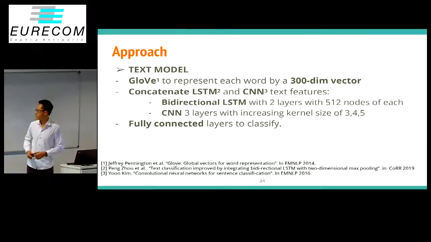They also propose a method for the text model. They want to build a classifier for the text to see if it's also informative or not. This is done by GloVe to turn the words into 300-dimension vectors and then put them into an LSTM and a CNN. After that, they concatenate the outputs of the two networks and put them into fully connected layers.